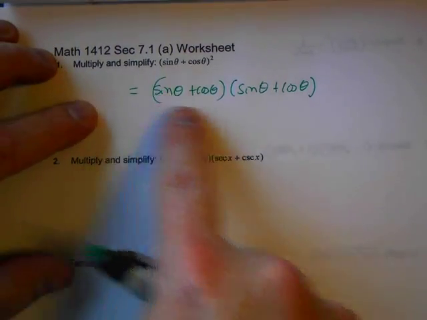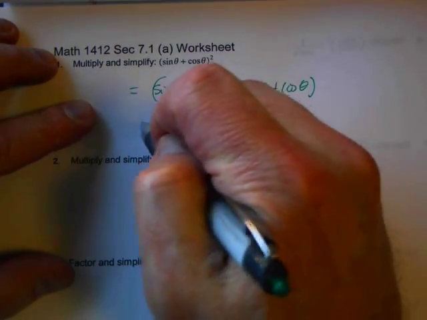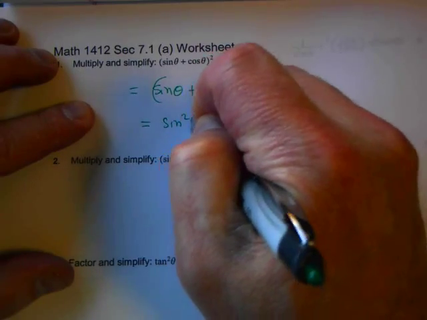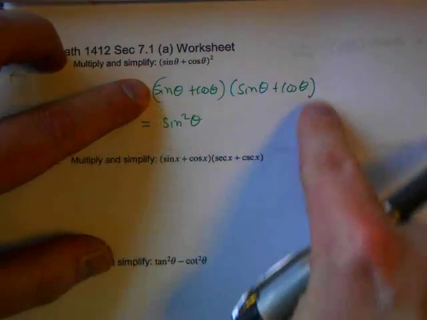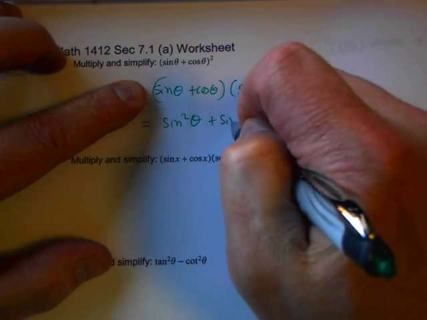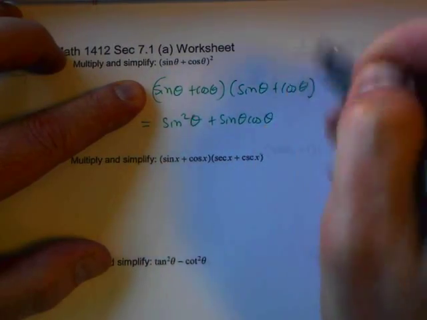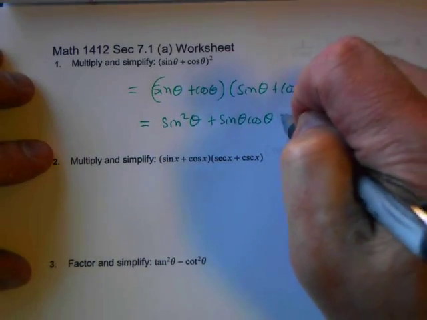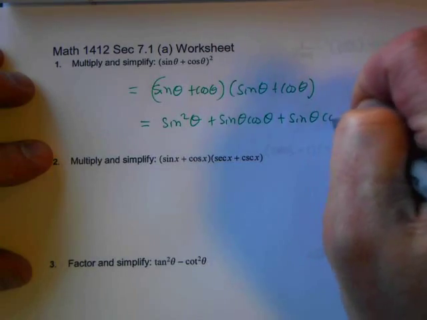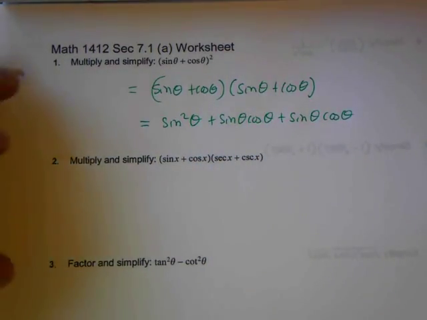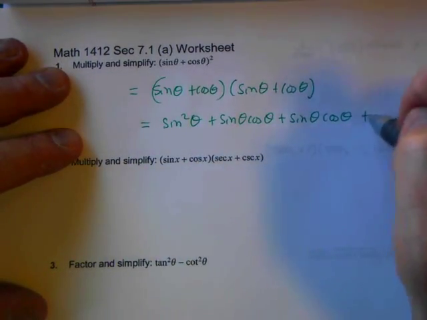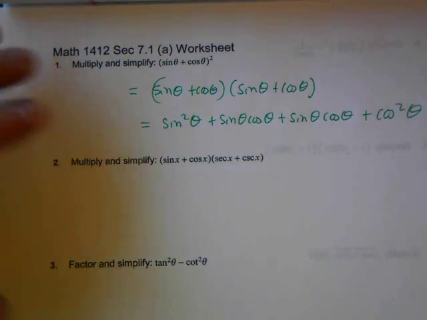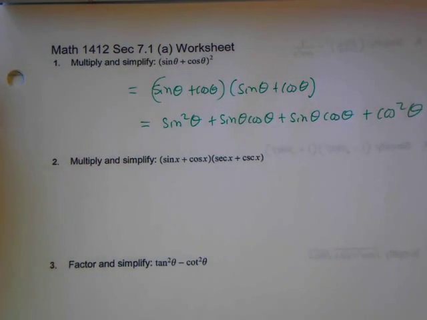All right, so let's see. What's sine theta times sine theta? Sine squared theta. Then we have sine theta times cosine theta. And then we have another one, sine theta, cosine theta. I did switch the order on that one. And then on the end I have cosine squared theta. So there's the multiply part. Now how do we simplify?